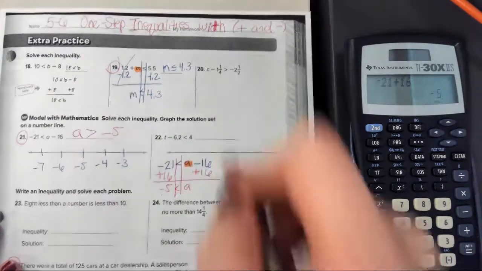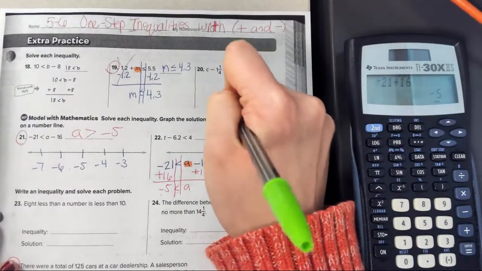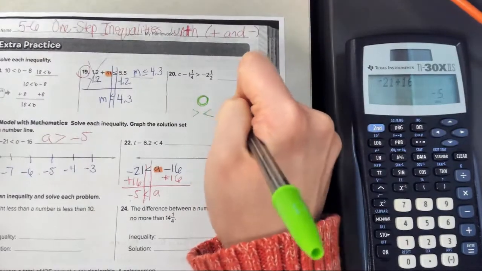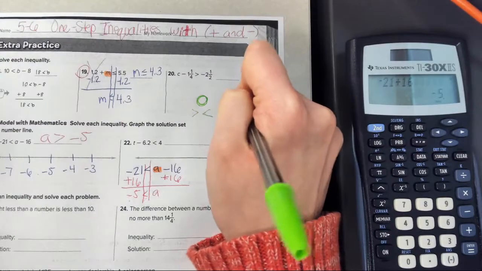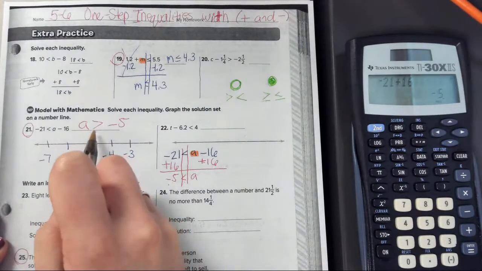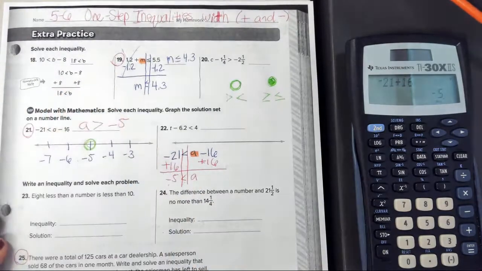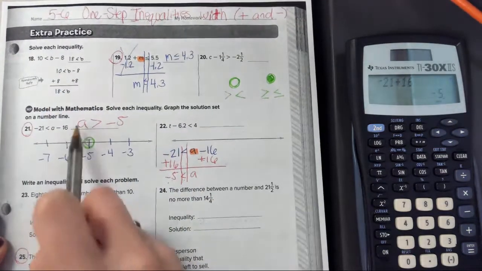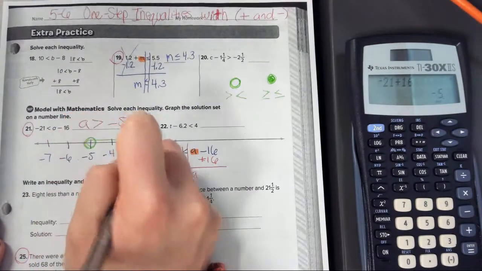And remember, when we have greater than or less than, that's our open circle. If it's an or equal to, that's when it's a closed circle because it includes that number. So since this is just a greater than, it's open circle on negative 5, and we want all of the numbers greater than negative 5, so it's going to go that direction.